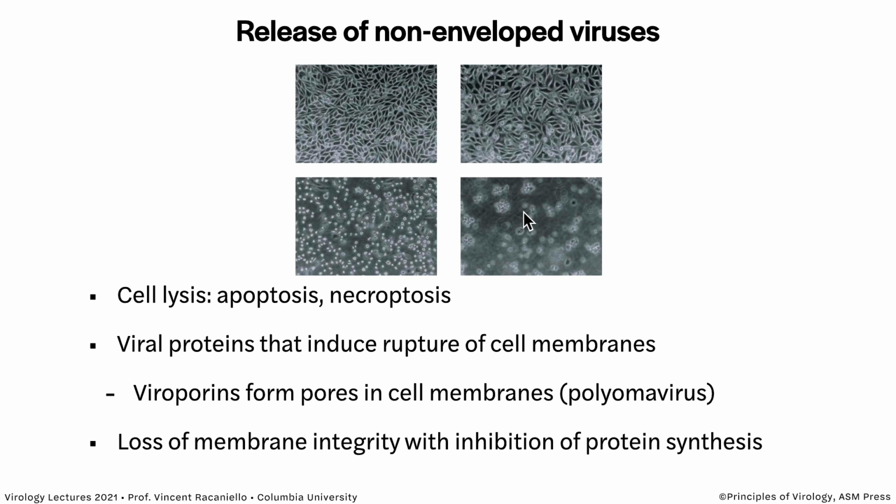It's lysing it. So obviously, lysis is a way for non-envelope viruses to get out of cells. Lysis is caused by apoptosis, by necroptosis, programmed cell death induced by replication. There are also a variety of viral proteins that induce the rupture of cell membranes. They're called viroporins. They make pores, and that's how some viruses get out. Many viruses inhibit protein synthesis, causing a lack or a loss of membrane integrity, and that lets the viruses out as well. So this whole process of cells dying and falling apart, that releases the particles.